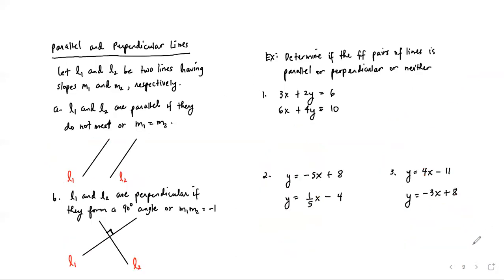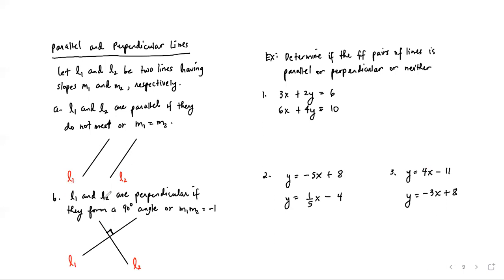Okay, next, let's move to parallel and perpendicular lines. Now, if we have two lines, L1 and L2, having the slopes M1 and M2 respectively, then we say that the two lines are parallel if they don't meet or they don't have any points of intersection, or when their slopes are equal. So illustrated here are two lines that are parallel. These two lines do not meet and their slopes are equal since they are parallel.